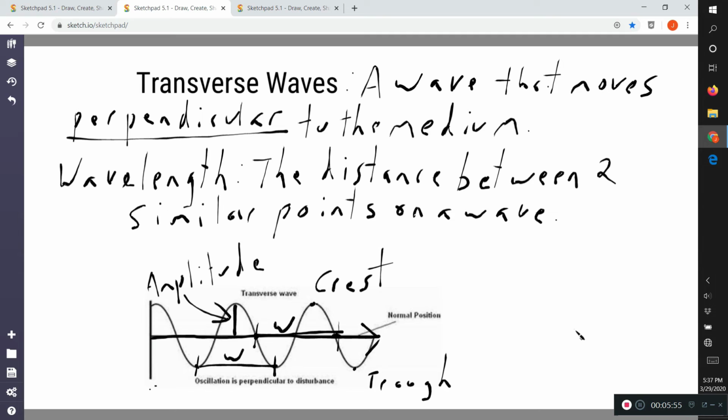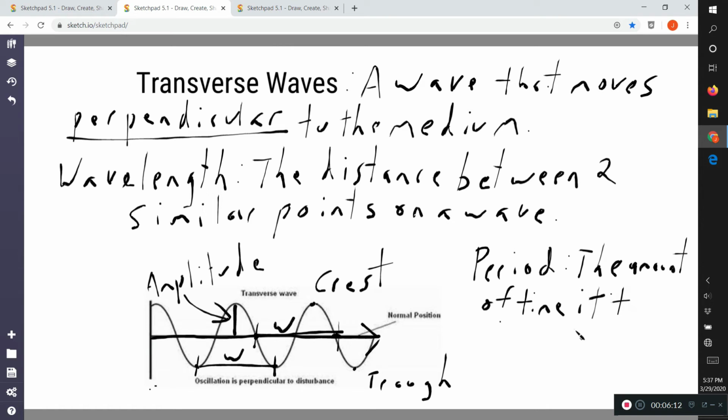This also brings up the concept of a period. A period is the amount of time it takes a wave to travel its wavelength.